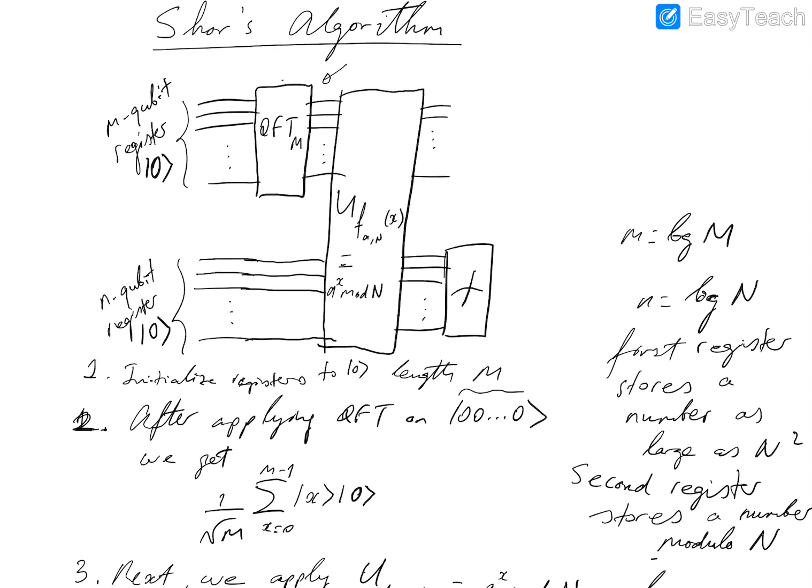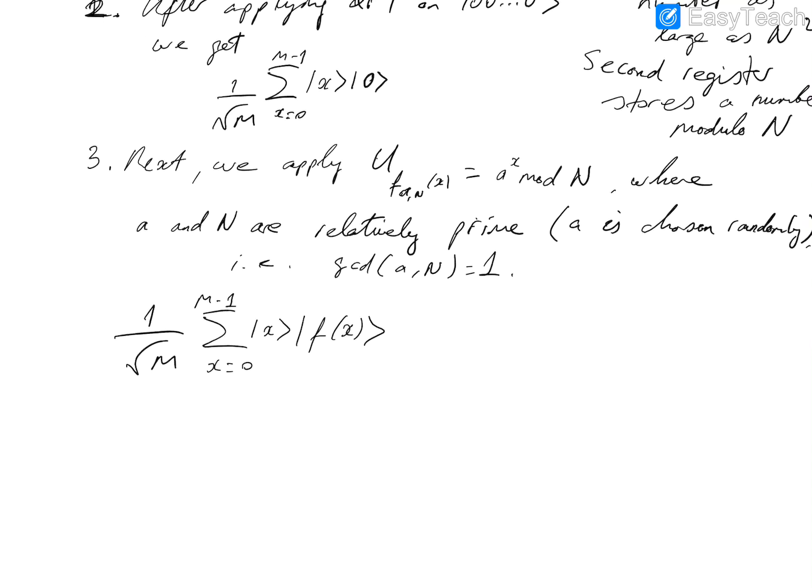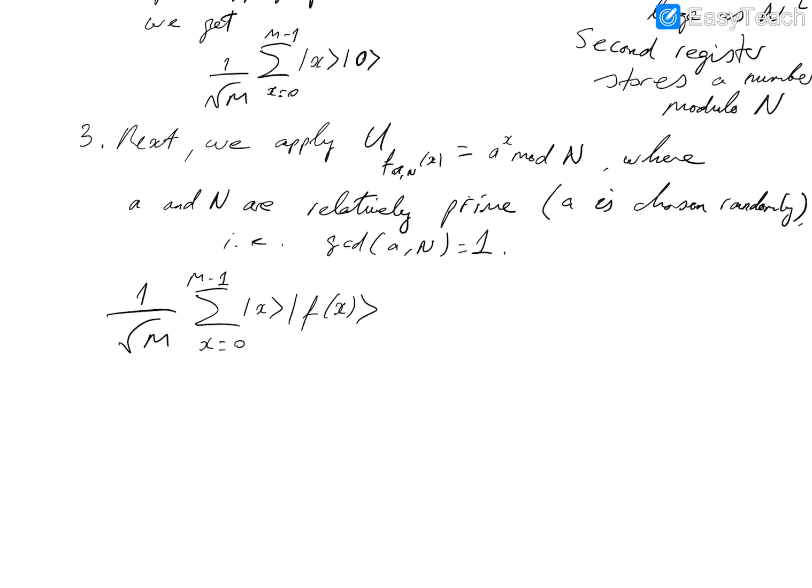Okay, so we measure the second register, and then we obtain a random integer a to the x mod n. So we obtain f of x. But recall the partial measurement that we did a couple of weeks ago. What we're doing here is a partial measurement. We're not measuring all qubits, but we're measuring some of the qubits. We're measuring the second register.